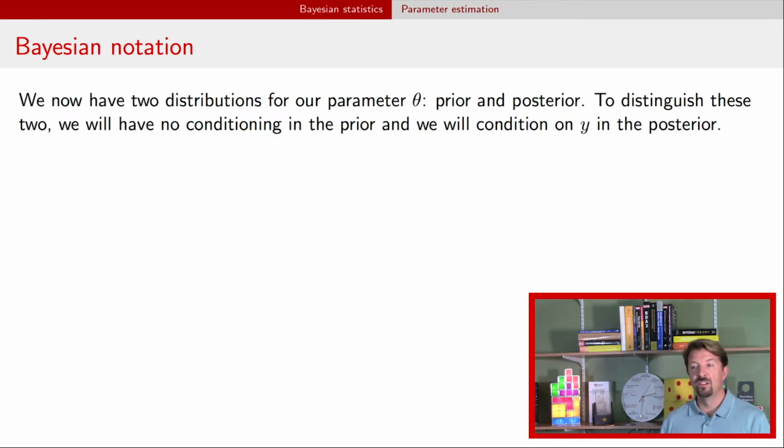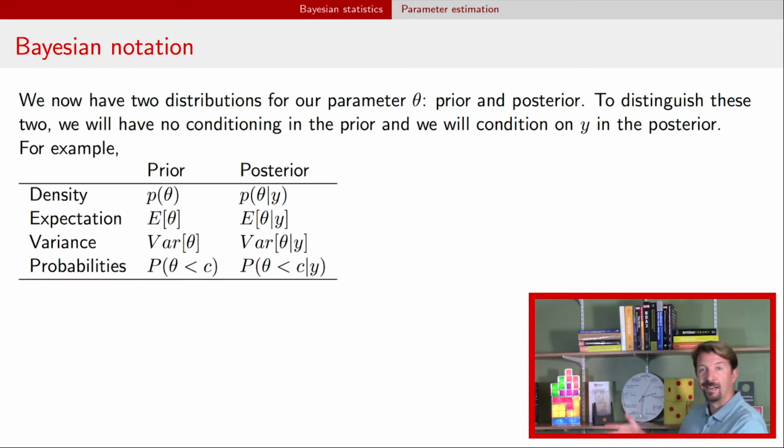Okay, so here now we have two different distributions for the parameter theta. We have the prior and the posterior, and the key to distinguishing between these two is to determine if you're conditioning on the data y.